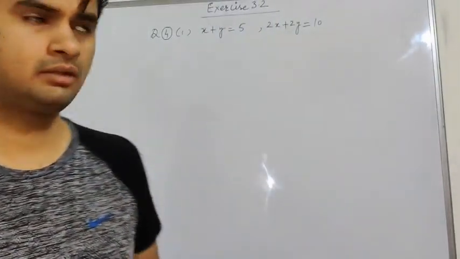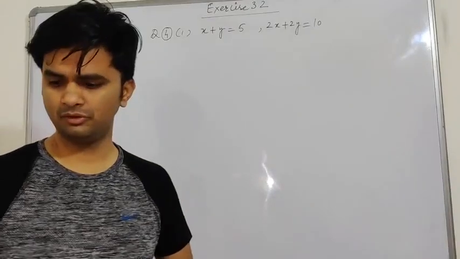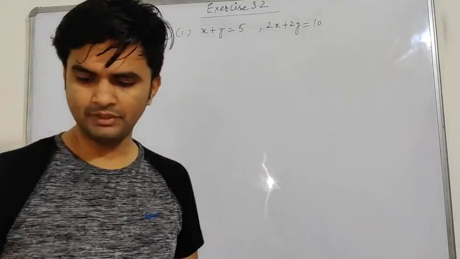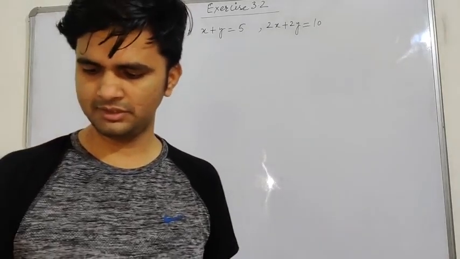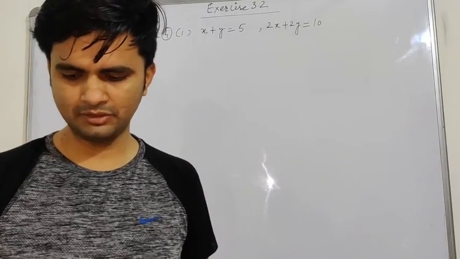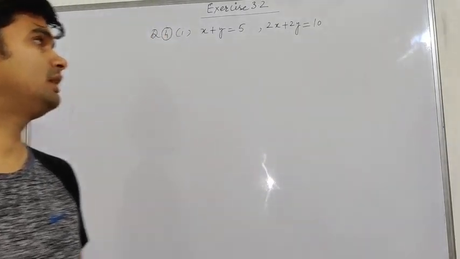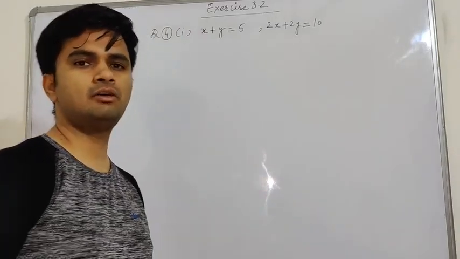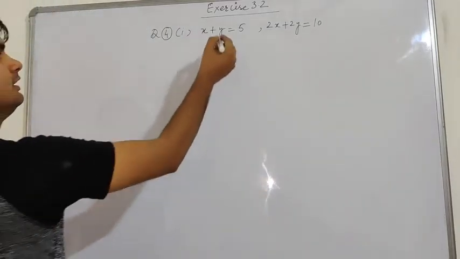Good evening everyone. Let's come to question number 4 of exercise 3.2. Question is, which of the following pair of linear equations are consistent or inconsistent? If consistent, obtain the solution graphically. Now first we need to find whether the system of given equations is consistent or inconsistent.